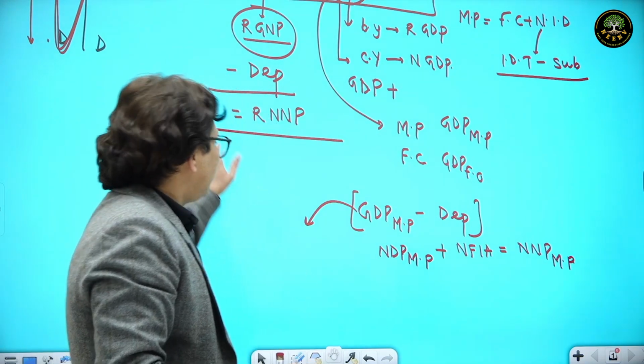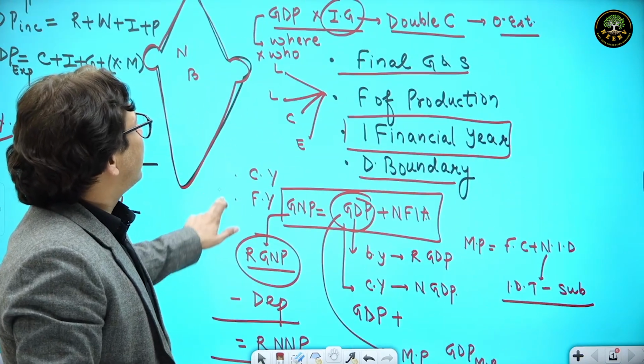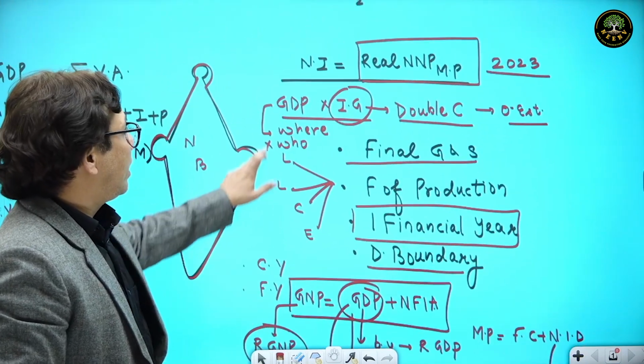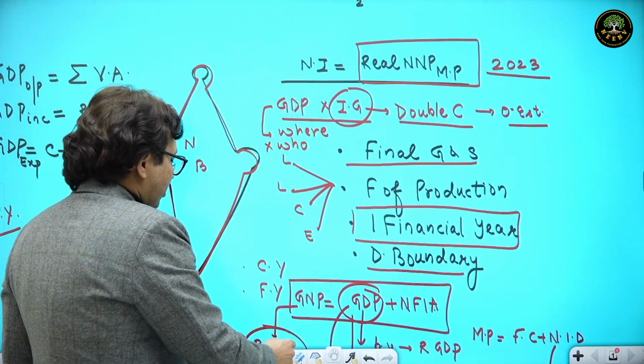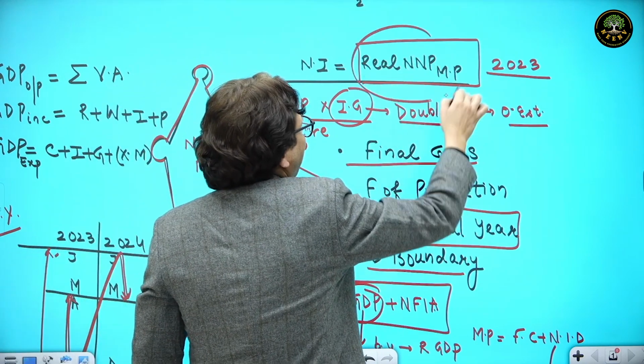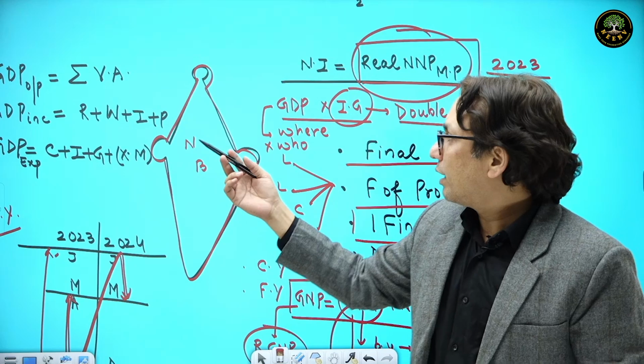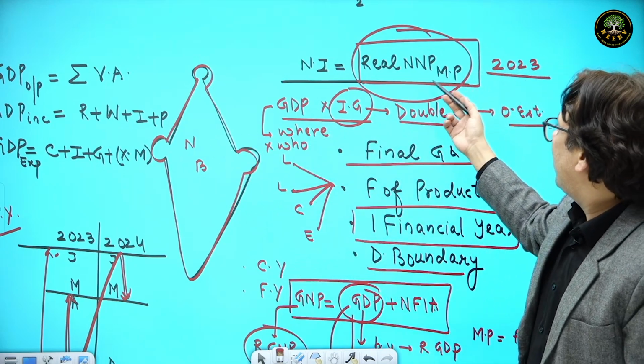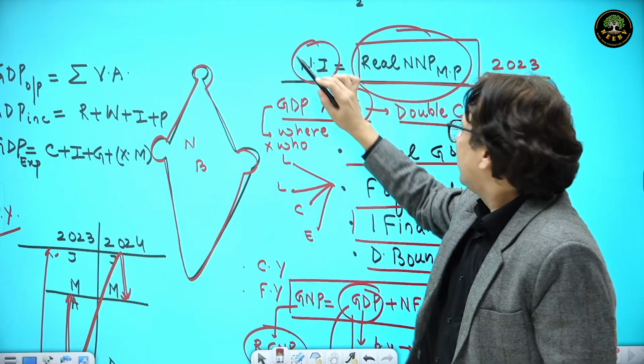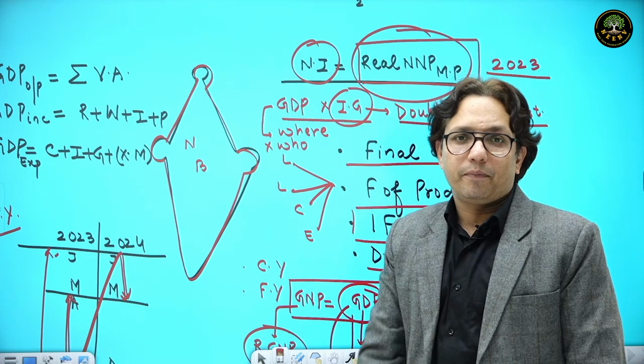Now, what is India's GDP? What is India's national income? India's national income is real NNP at MP. In the year when it was asked, 2013, at that time India's national income was real NNP at FC.